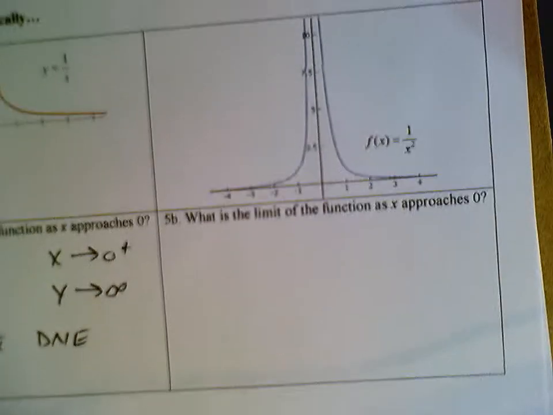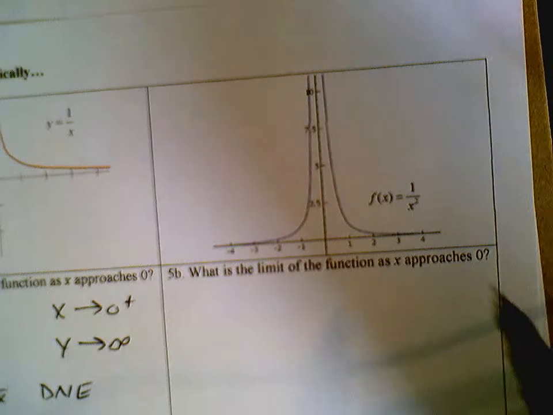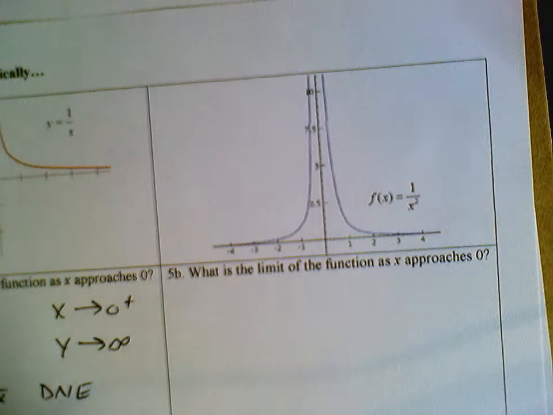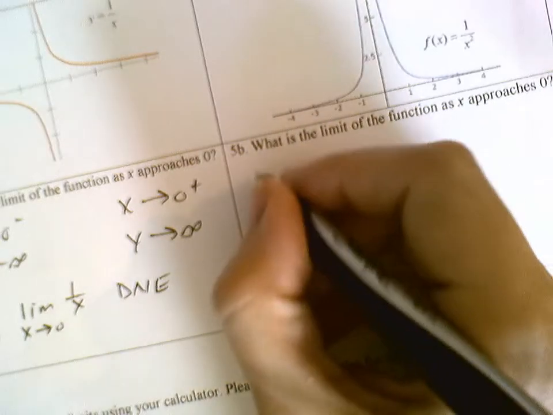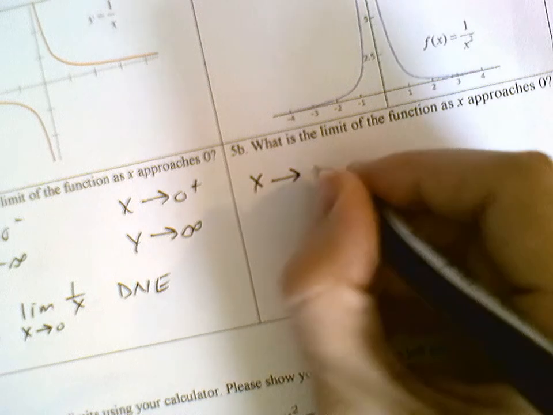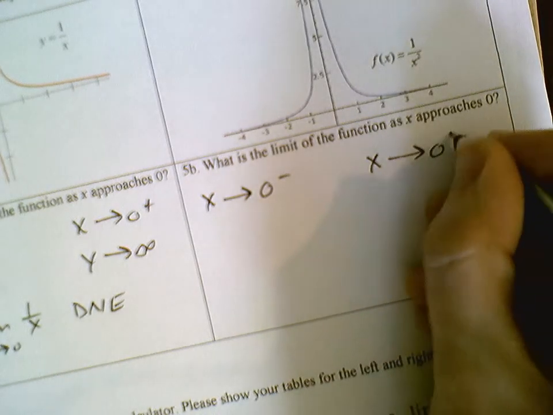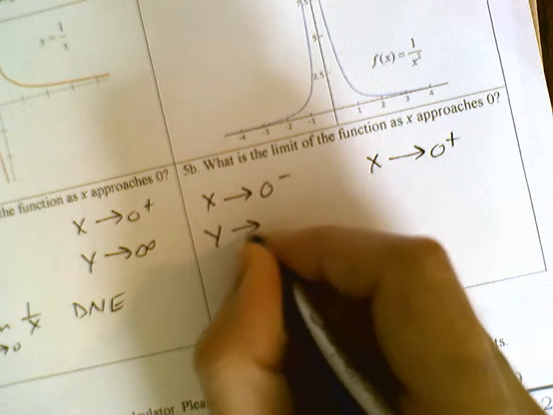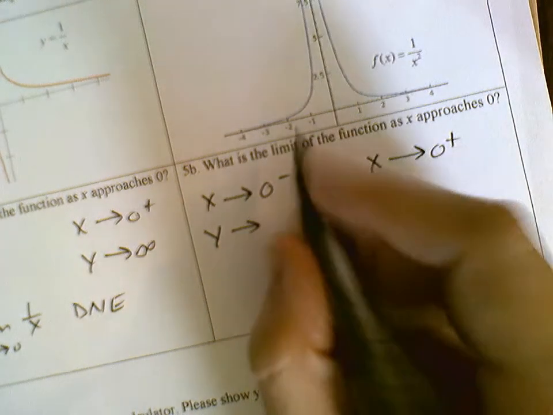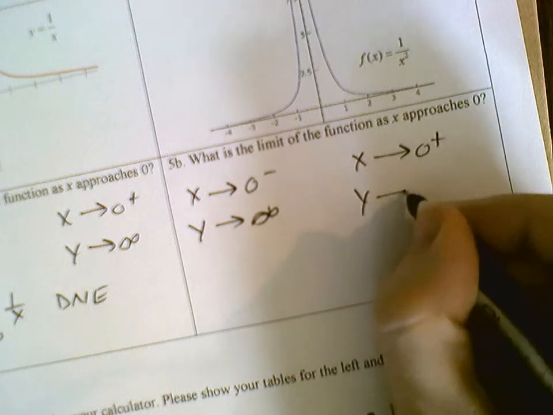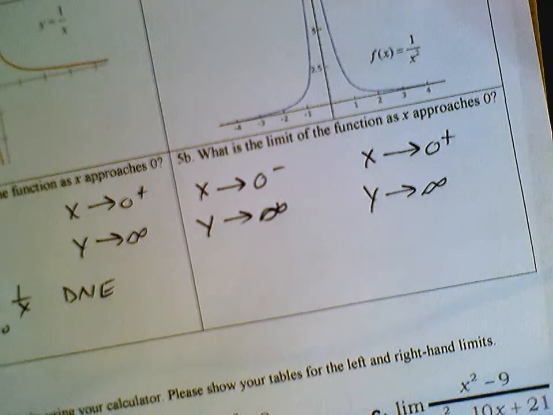Okay, now here, guys, we have a very similar situation, except from both the left and right, as we approach 0, the graph is going up to positive infinity. So we've got x approaching 0 from the left, x approaching 0 from the right, those y values are approaching positive infinity, and these y values are approaching positive infinity.